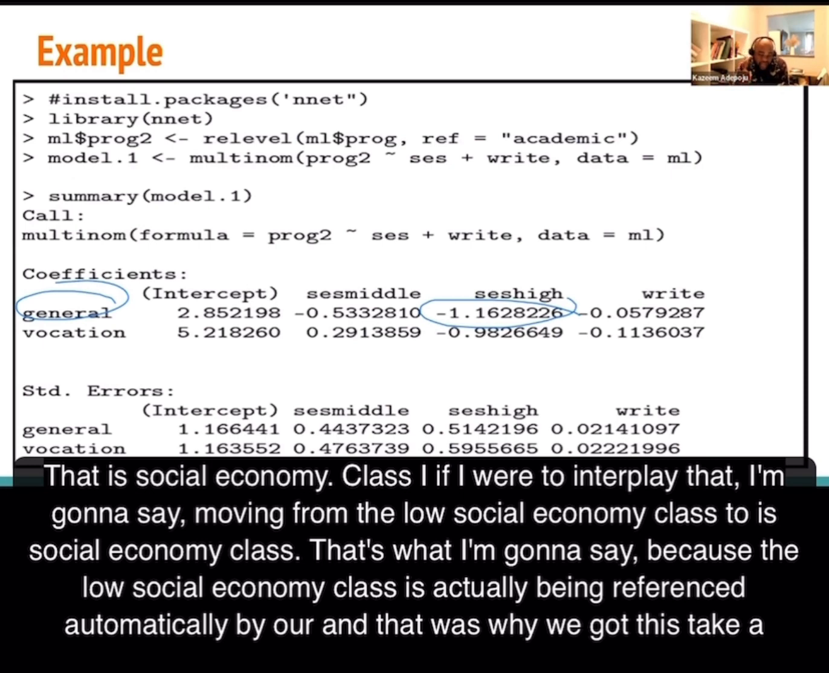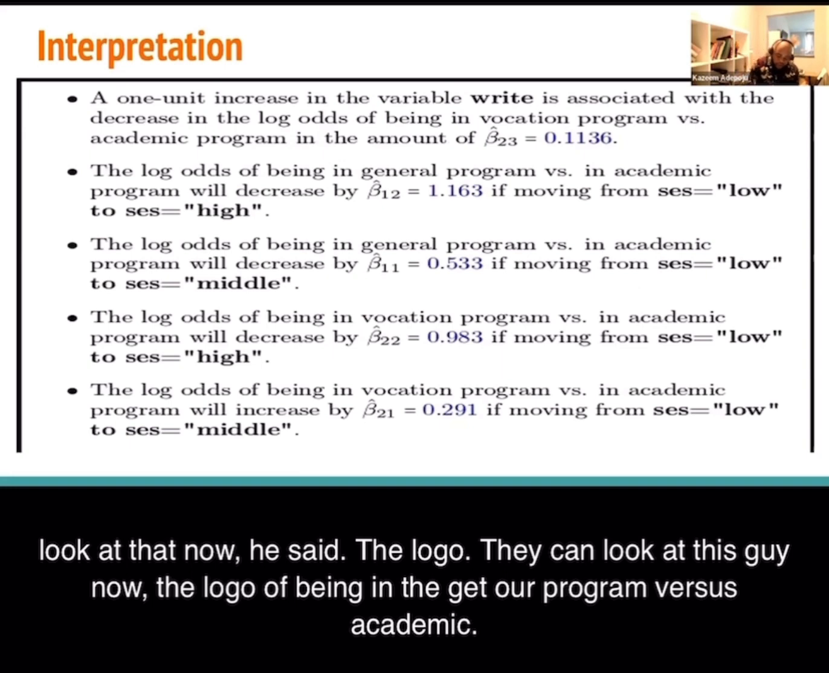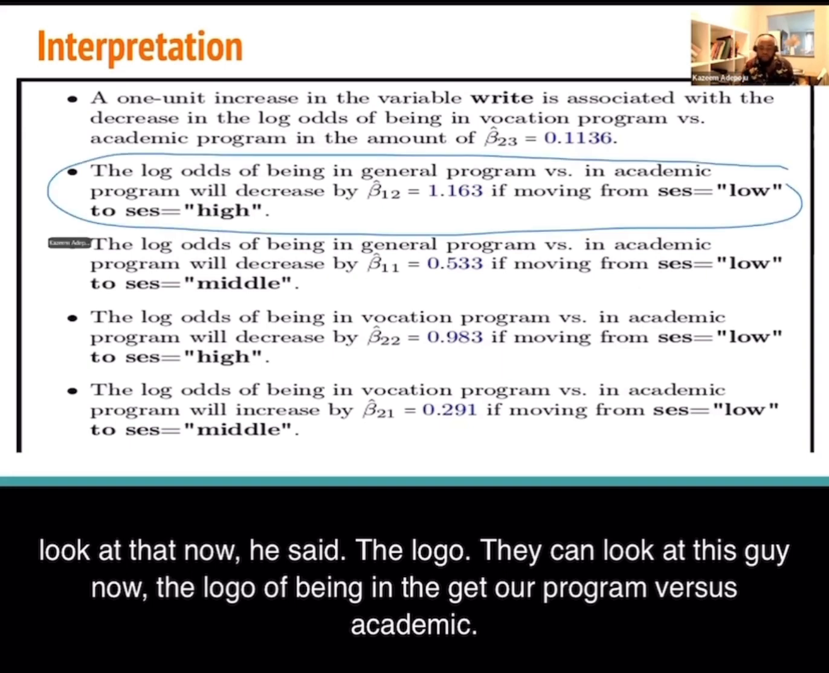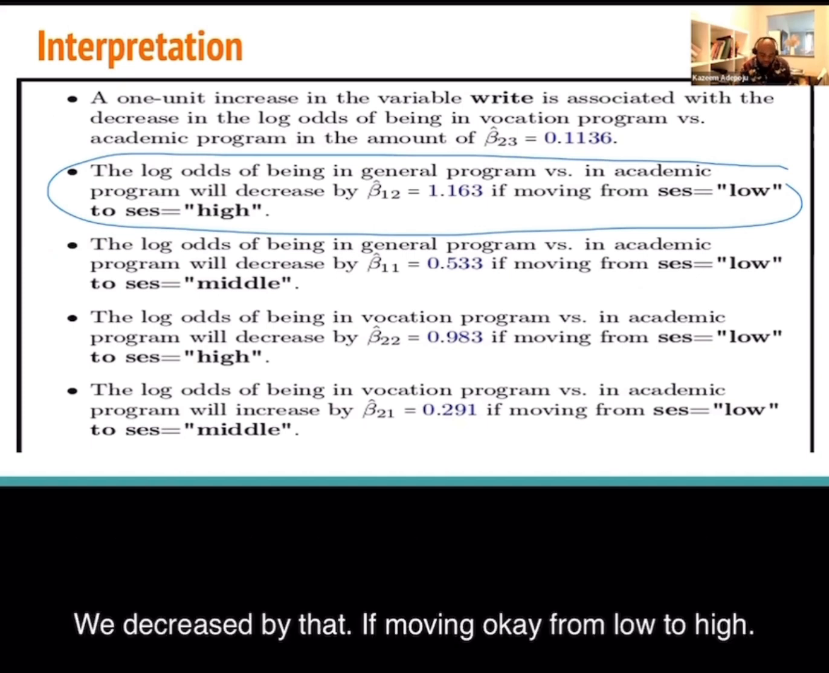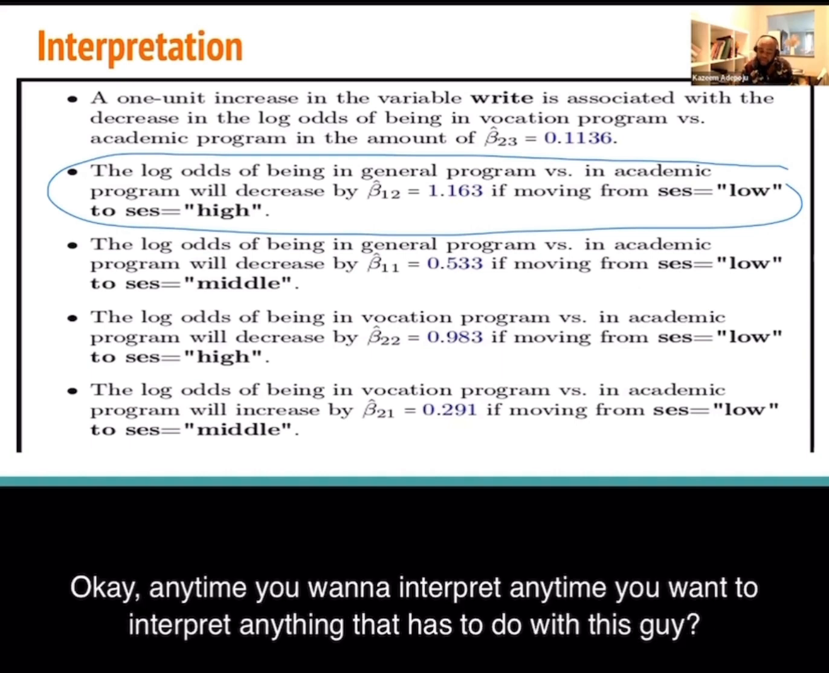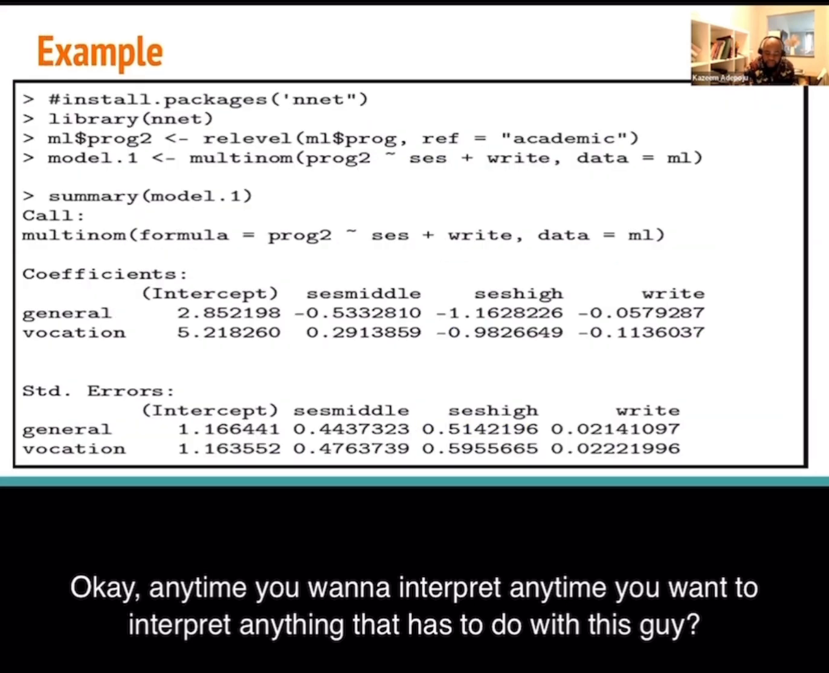If I want to interpret that, I'm going to say moving from the low socioeconomic class to high socioeconomic class. That's what I'm going to say, because the low socioeconomic class is actually being referenced automatically by R. And that was why we got this. Take a look at that now. It said the log. The log odds of being in the general program versus academic will decrease by that if moving from low to high.